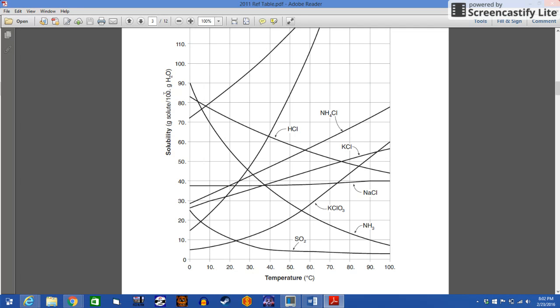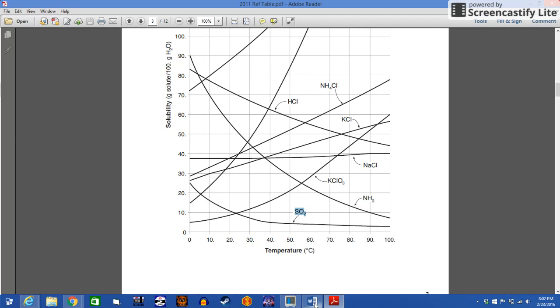Now it has to say this per some amount of, in this case, water, the solvent, because if they don't specify that, well then you could dissolve anything just depending on how much water you have. So they do that just to make sure that everybody's talking about the same thing. So solubility here is measured in grams of solute, and the solute is just whichever one is listed in the particular curve, per 100 grams of water.